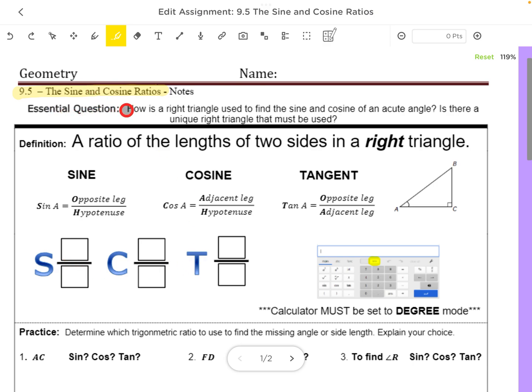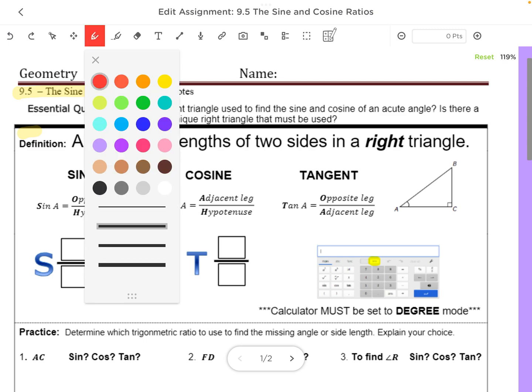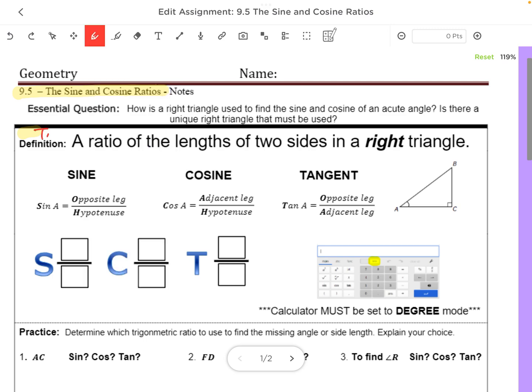Our essential question today is: how is a right triangle used to find the sine and cosine of an acute angle? And is there a unique right triangle that must be used? Okay, so we talked about any of these ratios. These are called trig ratios, right? Any of these trig ratios are just the ratio of the lengths of two sides of the right triangle.